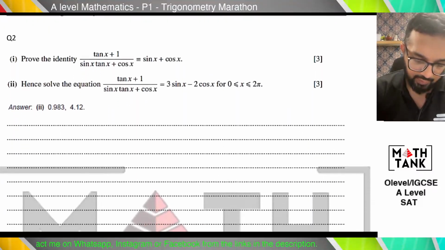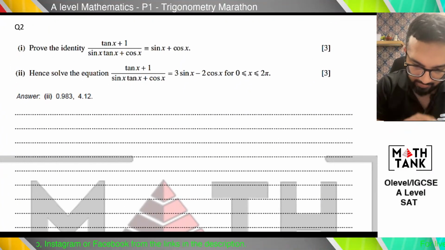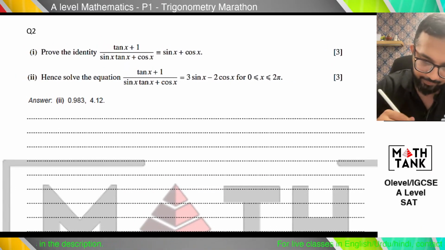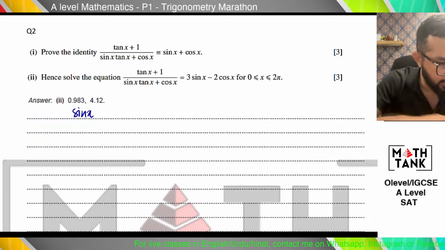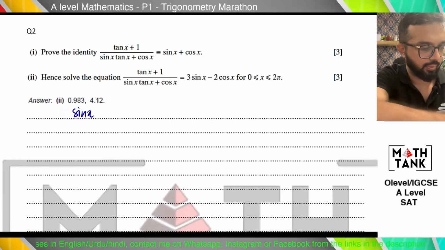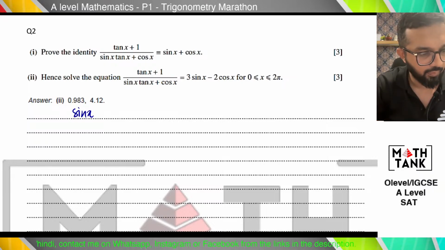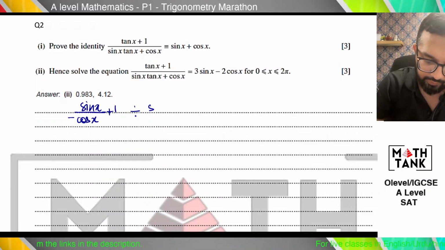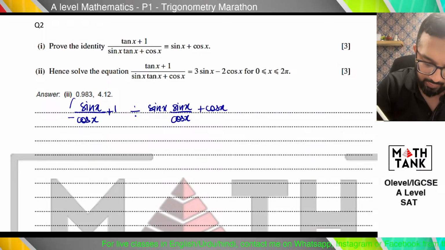Okay, so there are 4 answers. Let's start solving this, proving this. Let's see. Whenever I have a fraction upon a fraction, what I would want to do is write it as a divide sign and replace tans with sin x and cos x.